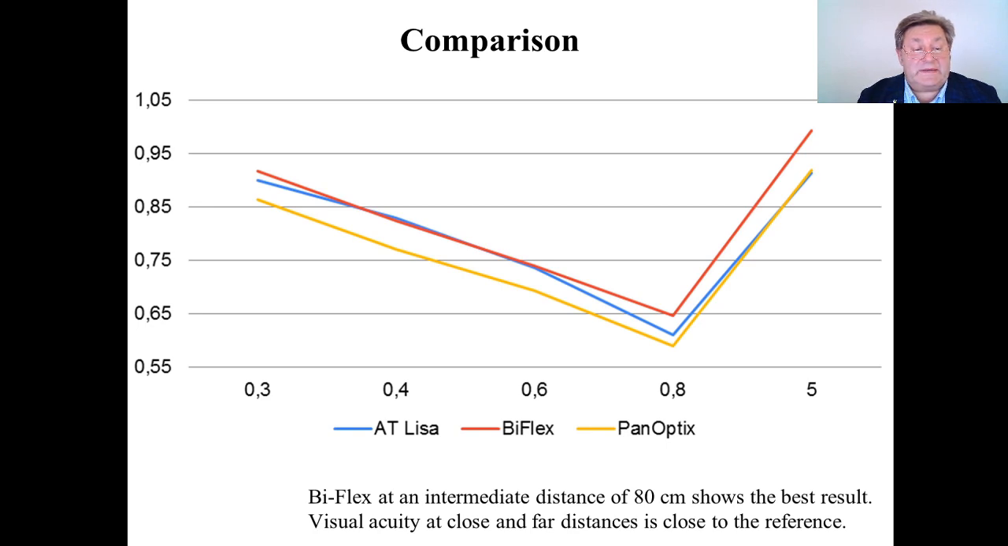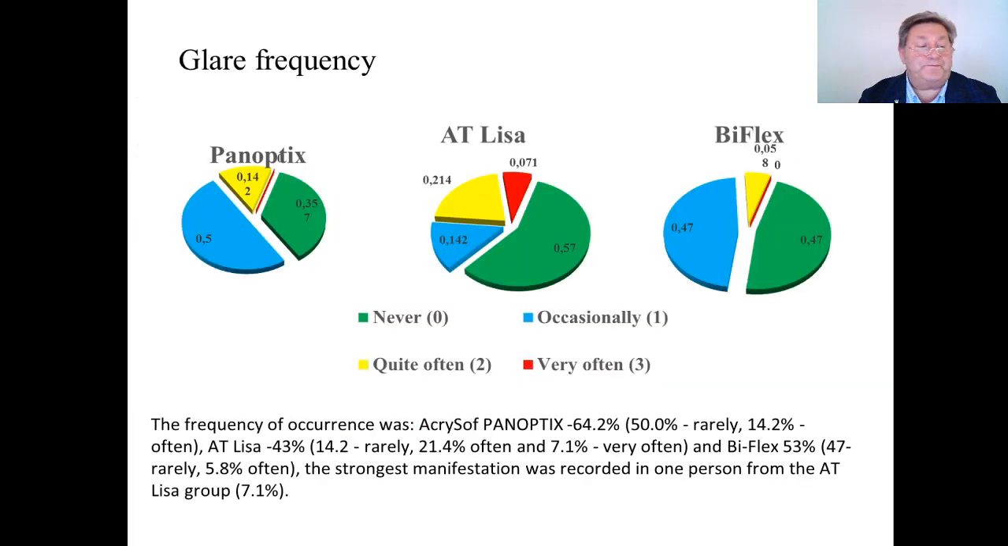B-flex at an intermediate distance of 80 centimeters showed the best result. Visual acuity at close and far distance is close to reference.